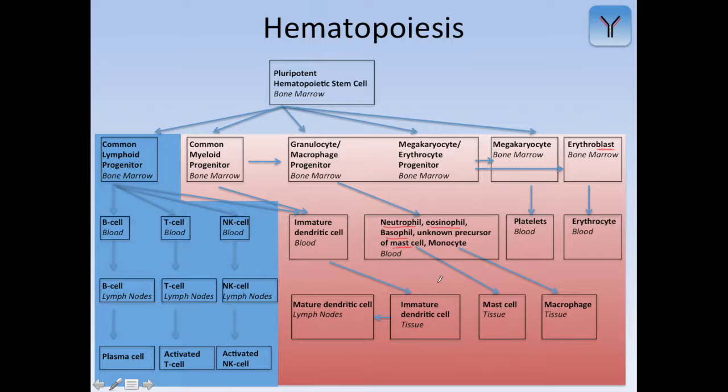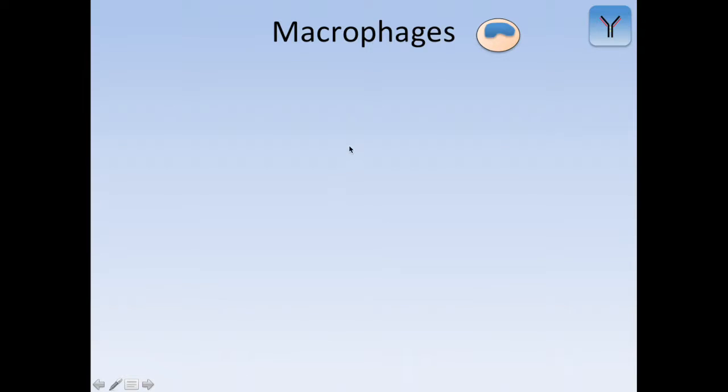What we're going to focus on are these cell types: macrophages, mast cells, neutrophils, eosinophils, and basophils, and of course the mature dendritic cells, because these components of the myeloid lineage in particular are what is going to make our innate immune responses. So this is macrophages. Let's begin here.